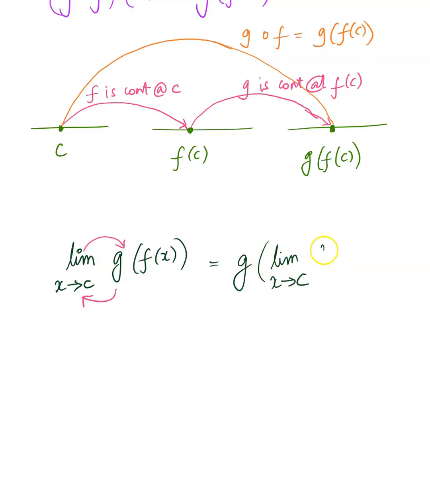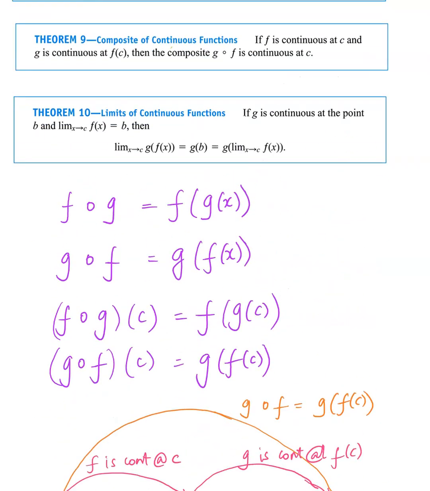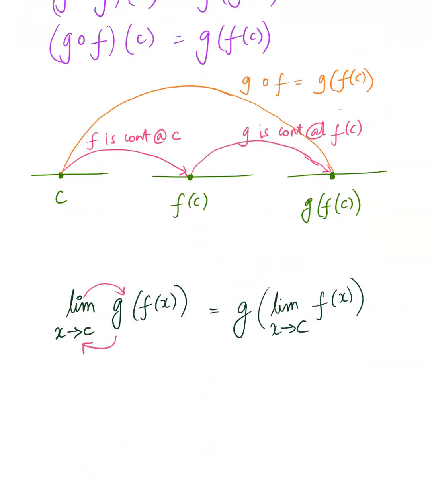The limit as x approaches c of f of x. But we are told in the definition here that the limit of f of x as x approaches c is equal to b. So this whole thing here is b, which is the same as saying this is equal to g of b. So you have these two theorems, or definitions, that teach you that composite functions are continuous, and there is a way we can deal with limits of continuous functions that are composite in nature.